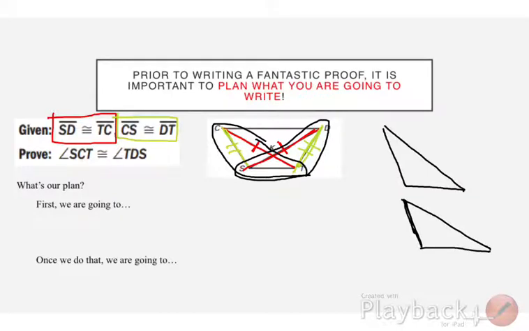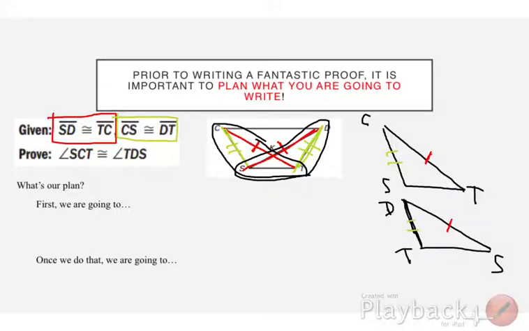All right, so we have triangle CST. Do we see how that more or less looks the same? And then DTS. Okay, so I'm going to label this accordingly. So we know that CT is congruent to DS, and we know that CS is congruent to DT.